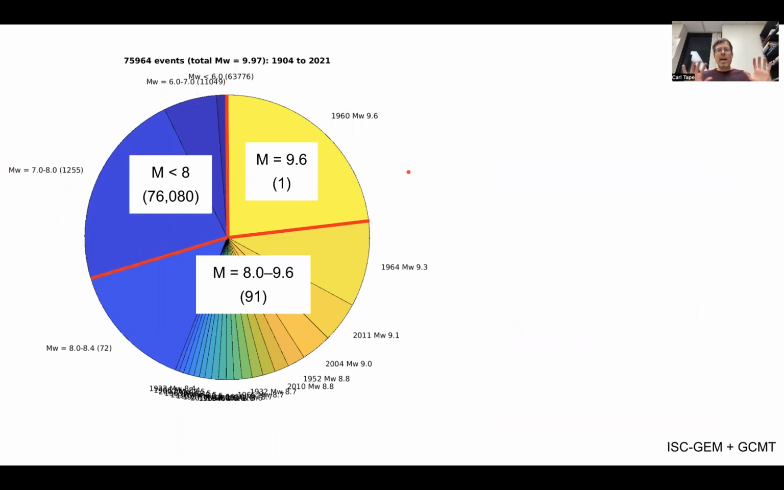So just to break that down, we have one event, magnitude 9.6, in this pie chart, 91 events in the 8 to 9.6 range, and another quarter here in the magnitude less than 8. It's really intriguing to think about cutting up this energy release pie into these sections to see how impressive these largest events are.